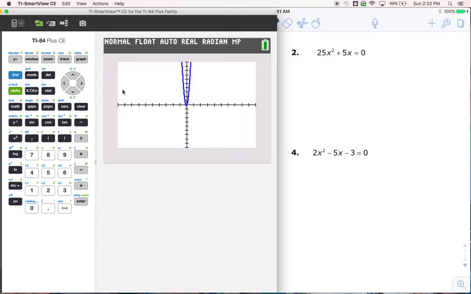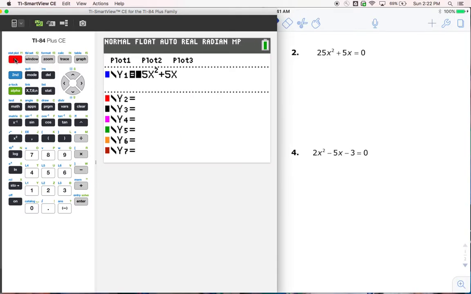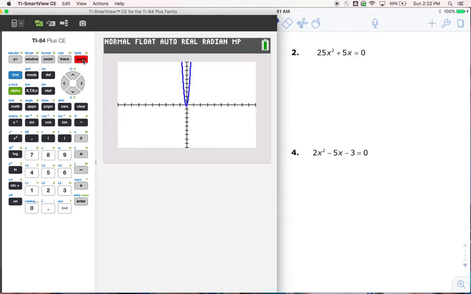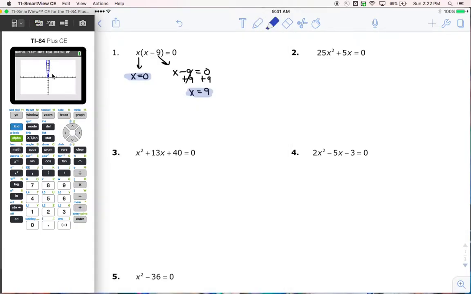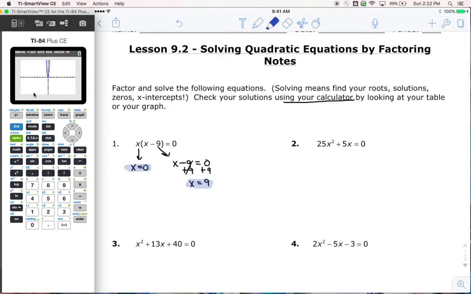Ooh, that is quite ugly. Did I mess that up somehow? See, 25x squared plus 5x is equal to 0. Let's graph it. Wow, that is not a nice graph, is it? All right, so this is where it's going to be really helpful for us to know how to do this by hand. We can see that it's 0 or very close to 0. Let's actually do the math here. And what we have to do, y'all, is your favorite thing. We have to factor.